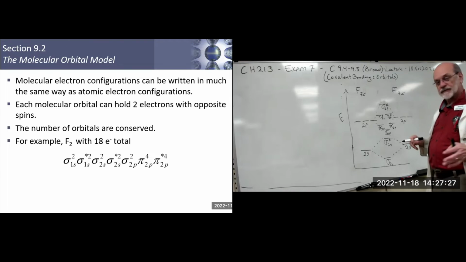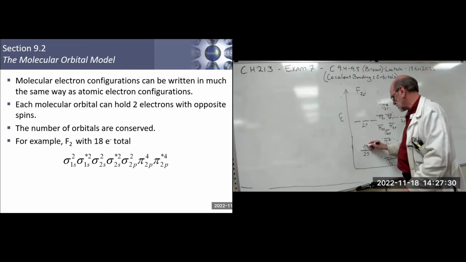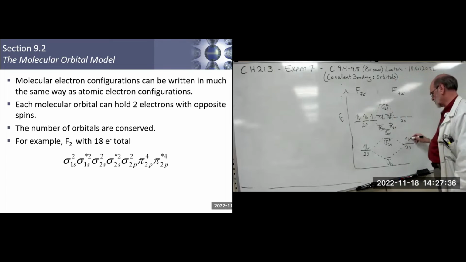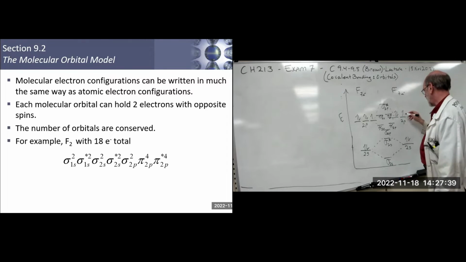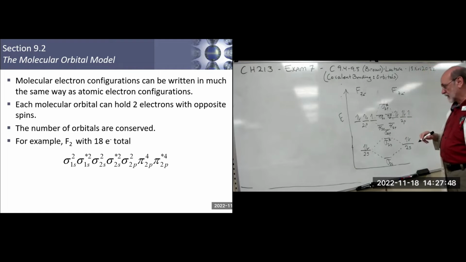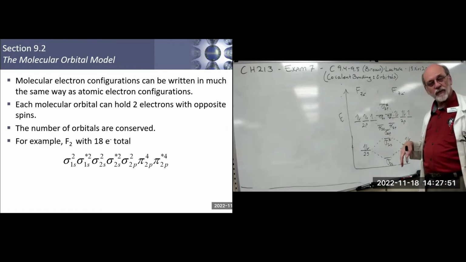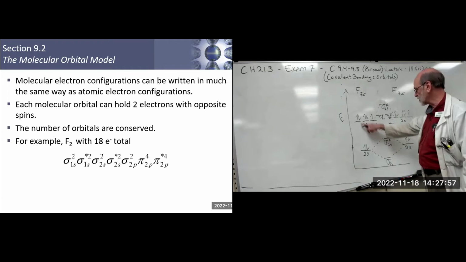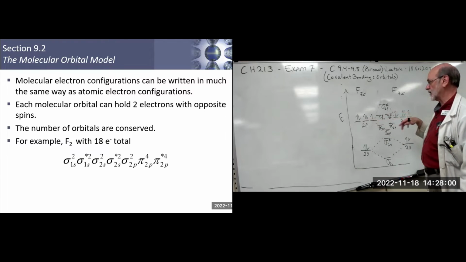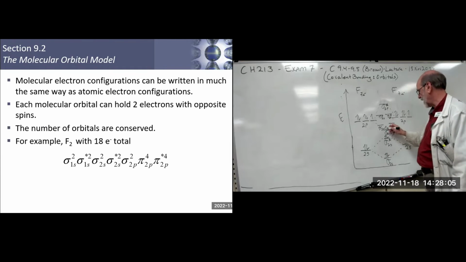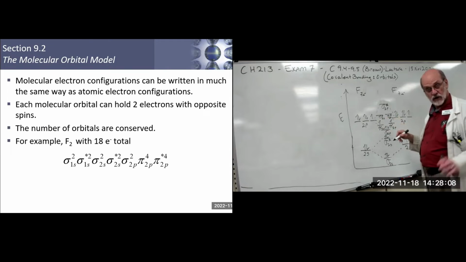Now, how about the electrons? Well, in the atomic space, we had 7 on each fluorine. These have to go in according to the Aufbau principle, lowest energy to highest energy. So we just start putting them in. We got 14 electrons, right? Hund's rule applies as we fill the degenerate orbitals.